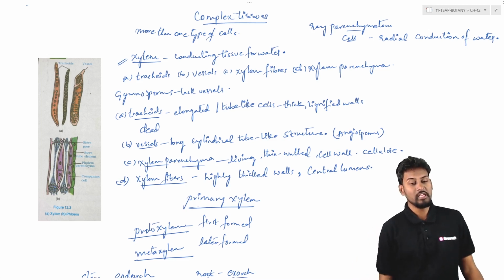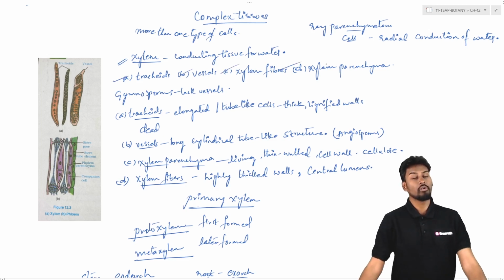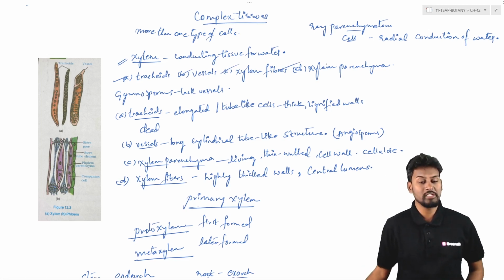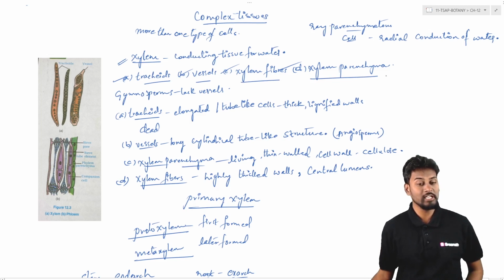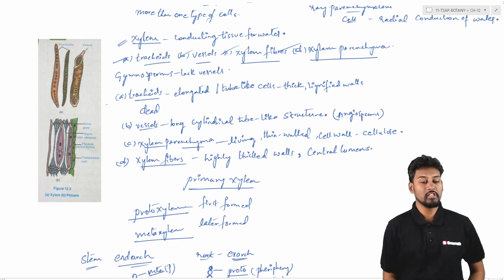In the xylem, we have four different types of elements which are together, or sometimes two or more can appear in combination, and they can form the xylem conducting tissue. These are tracheids, vessels, xylem fibers and xylem parenchyma. So there are four different types which generally form this kind of complex tissue. First is the tracheids.